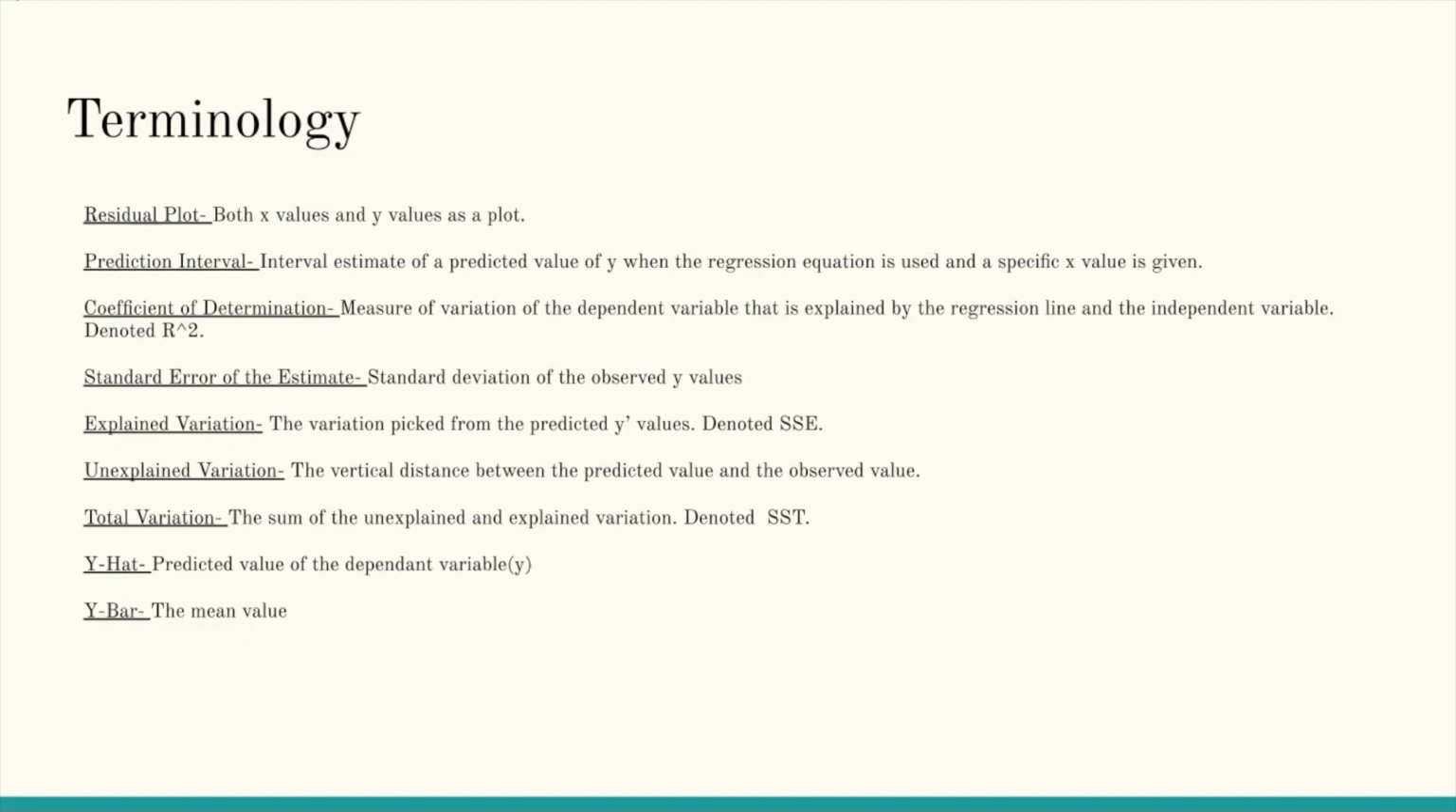Standard error of the estimate: standard deviation of the observed y values. The explained variation is the variation picked from the predicted y values, denoted SSE. Unexplained variation is the vertical distance between the predicted value and the observed value. Total variation is the sum of the unexplained and explained variation, denoted SST. Y hat is a predicted value of the dependent variable, which is denoted Y. And Y bar is the mean value.